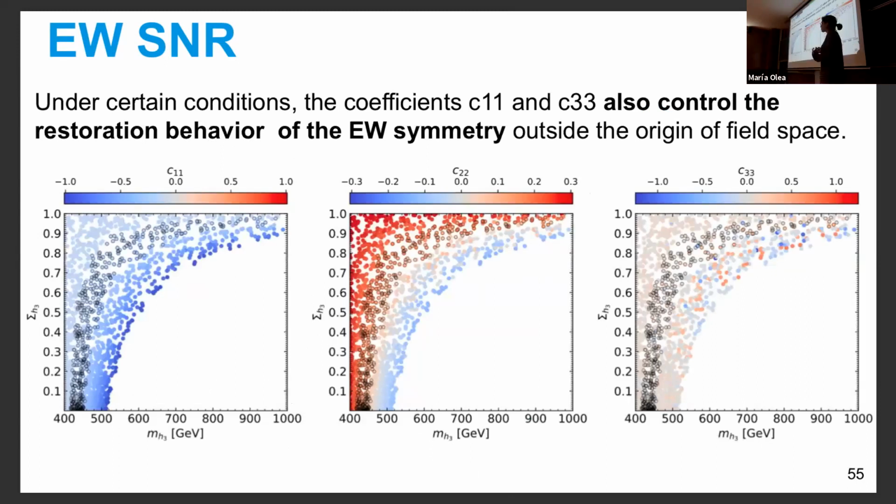Outside the origin of field space, because I remind you that we have 3 fields, the electroweak symmetry could also be restored at a point where the value of the singlet field is non-zero. So for the same plane, again, we have here the values of the 3 coefficients. A blue value indicates a negative coefficient and a red value a positive one. So in this plane we feature all negative values of C11, which indicates that all these points are featuring electroweak symmetry non-restoration at high temperatures.